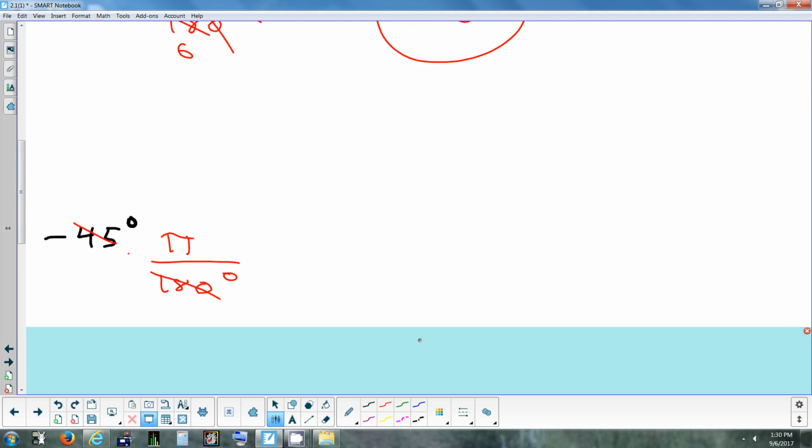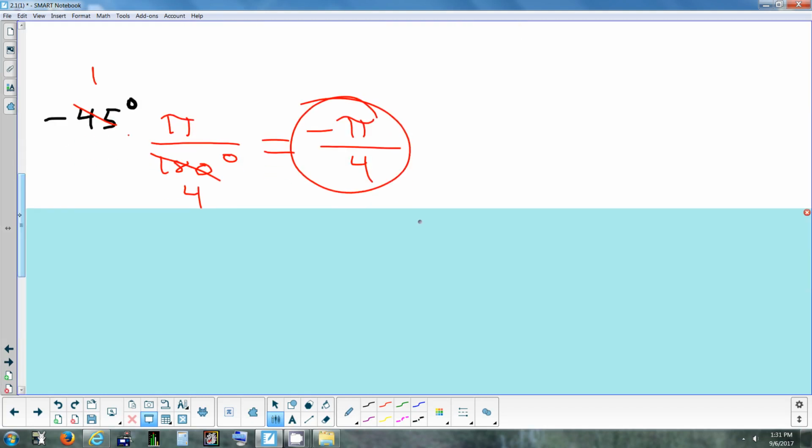What number goes into both 45 and 180? And if you can, what's the biggest number you can think of? Yep, 9 goes into both. But there's actually one even bigger, but you could do 9 and then do it again. Yep. 45. Once. And how many times did that go into 180? 4. So you're left with negative 1 pi. Negative pi over 4. And that's it. That's your answer. Any question on that one?